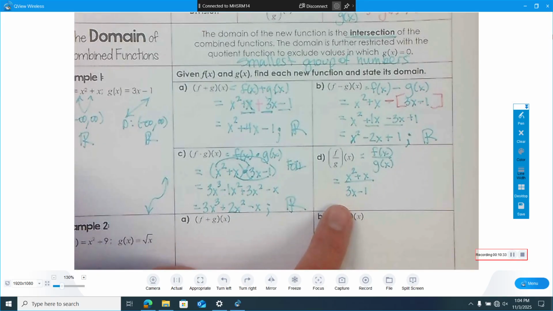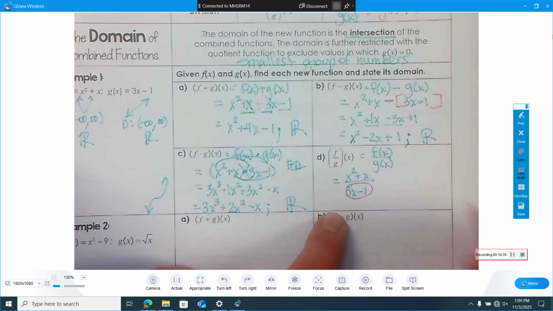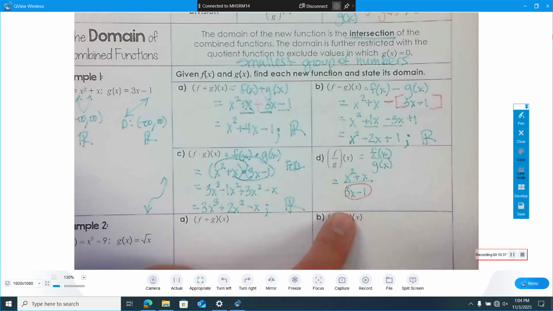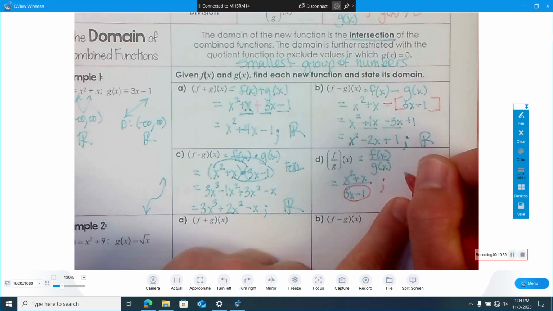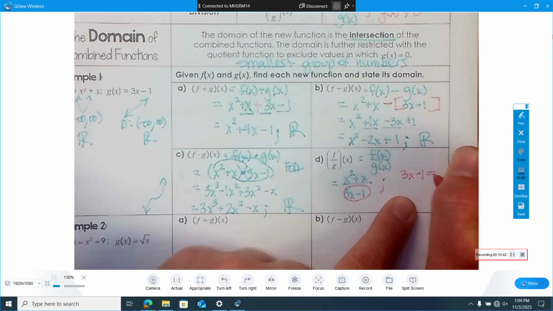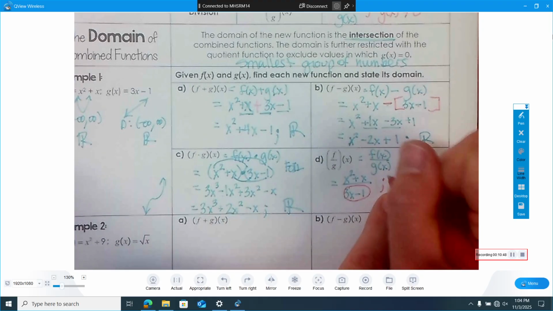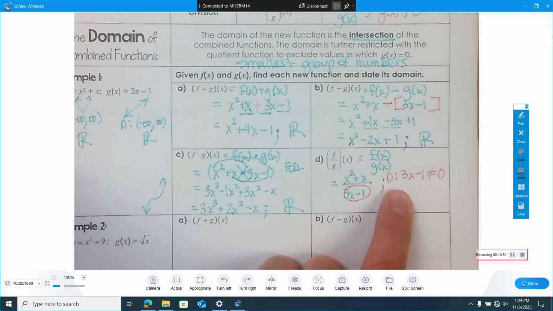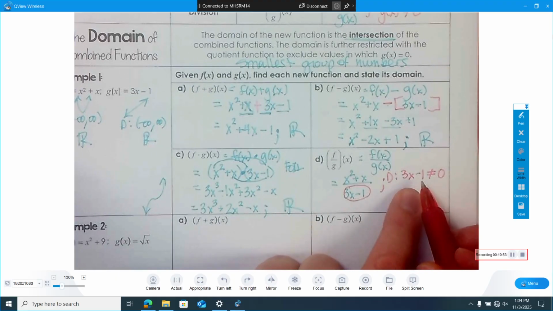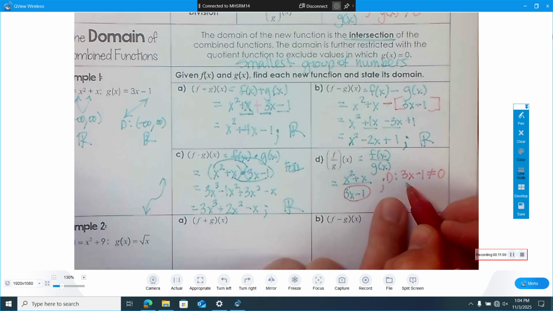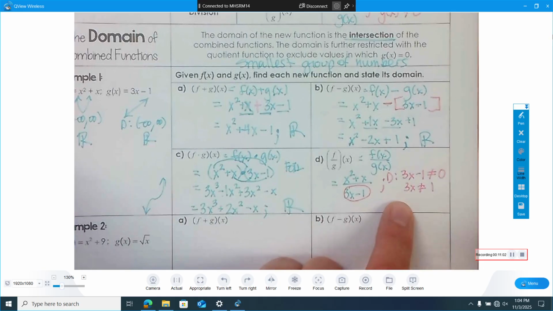However, this one has a domain. The denominator has a domain issue. The denominator cannot equal 0. So anytime you see a denominator, you need to say to yourself, hey, denominator, domain. I have a domain issue here. That denominator is not allowed to equal 0. Can I solve for x? How do you solve for x? Add the 1, and then divide by the 3.